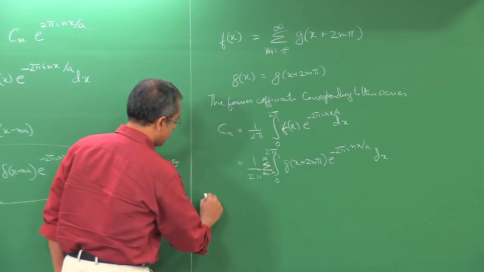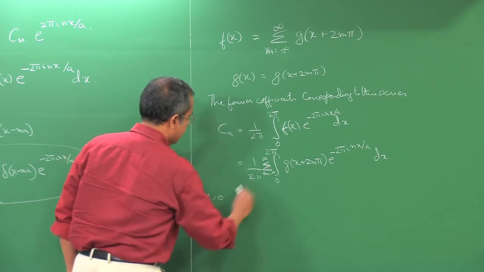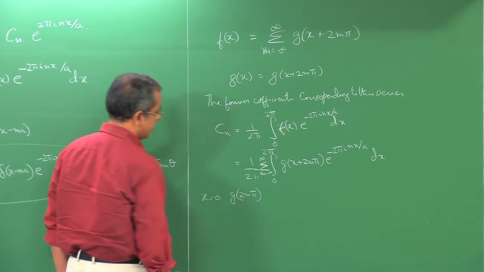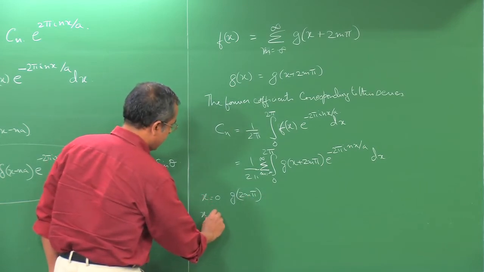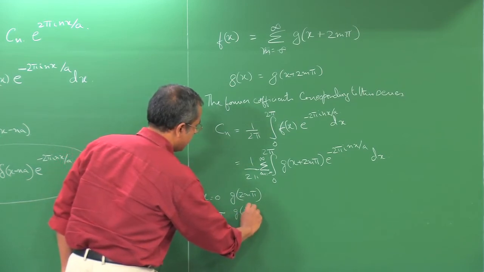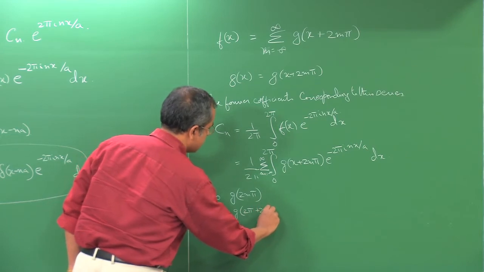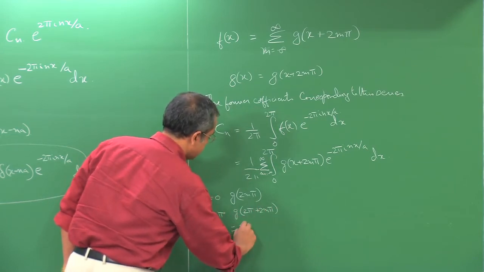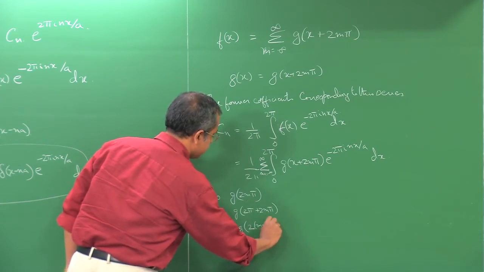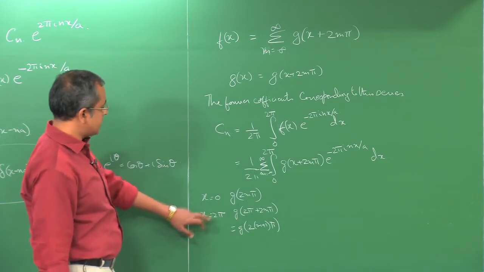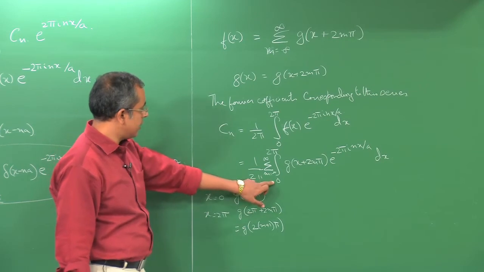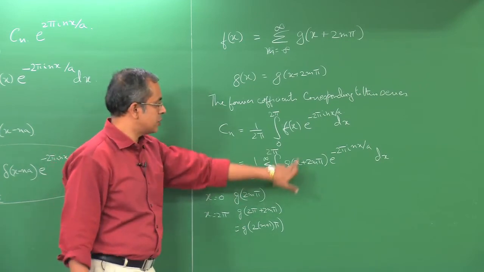So, when x is equal to 0, this will be g of 2 m pi, right, and when x is equal to 2 pi, this is g of 2 pi plus 2 m pi, which equals g of 2 into m plus 1 pi, right. So, I can just change the limits of integration to go from 2 m pi to 2 m plus 1 pi and then just convert this to g of x.